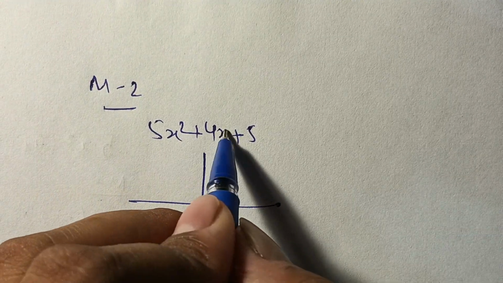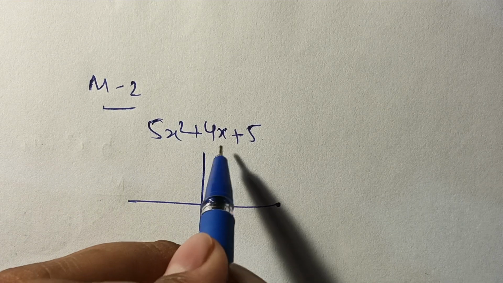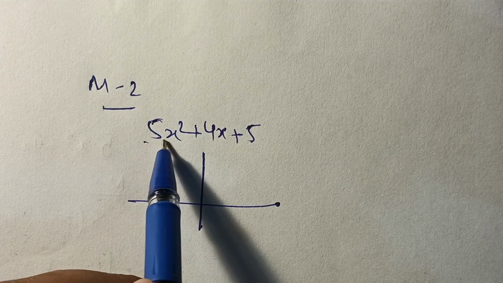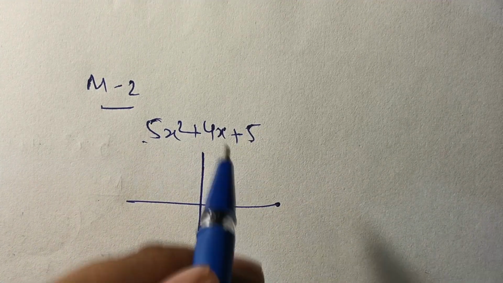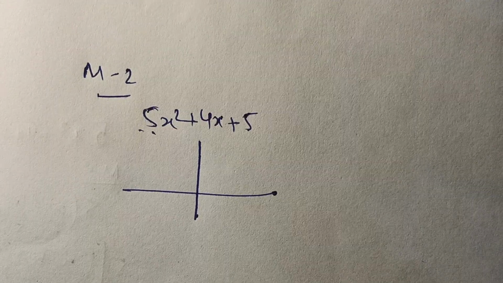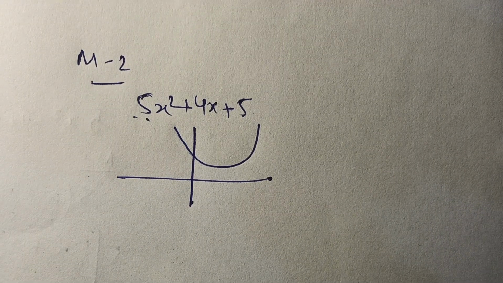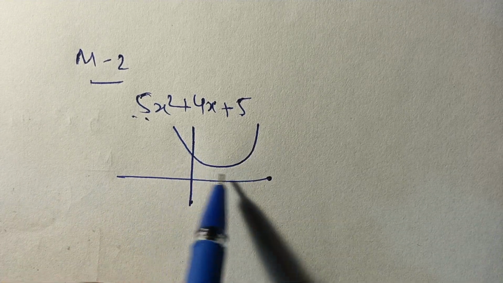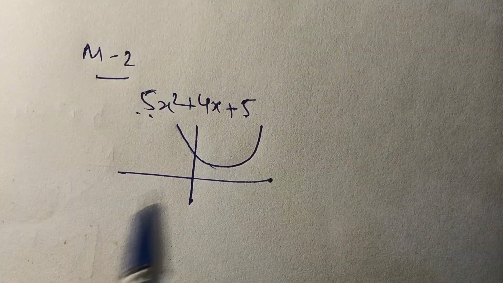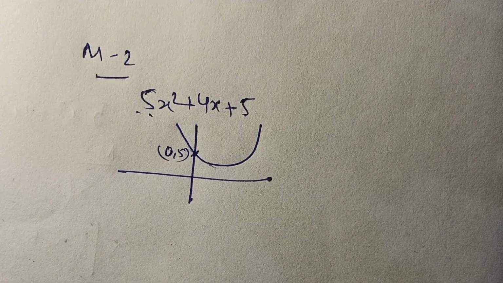Those who know how to make this graph know that the discriminant of it is coming negative, because 4 square is 16 minus 4 into 5 into 5, which is 100. So 16 minus 100 is a negative number, and the coefficient of x square is positive, so the graph will be above the x-axis. Its graph will be something like this. It is cutting the y-axis at 0, 5, and we can find the minimum value.